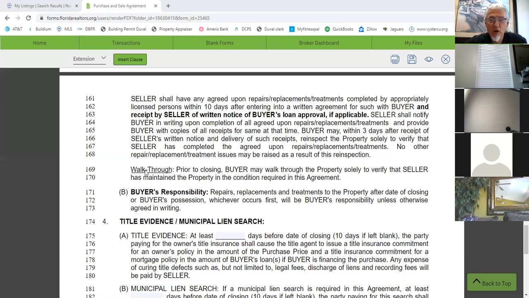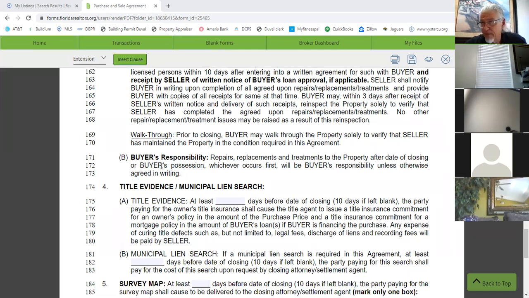Buyer's responsibility: walkthrough. Okay, so I have a question on the walkthrough. So how early can that happen, the walkthrough? Well, you could do it the day before. I wouldn't do it too early though, because somebody else has keys to that property and things could change.